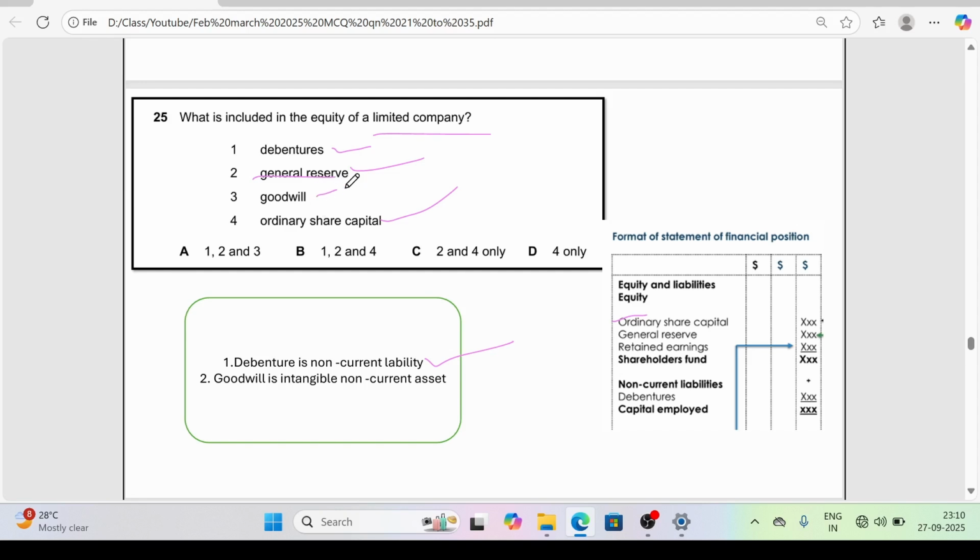Goodwill is a non-current asset, an intangible non-current asset. So debenture and goodwill we have to exclude. The answer is 2 and 4. Okay, so this is the extract statement of financial position of a limited company.